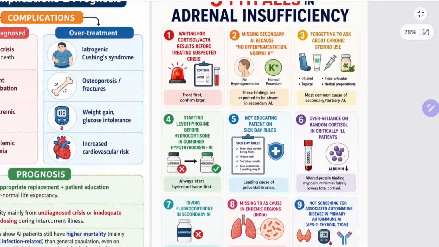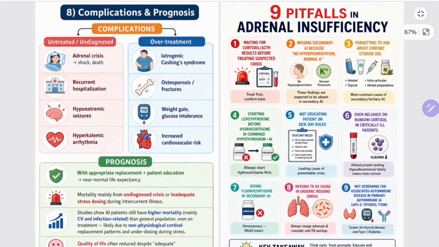So there are a total of 9 pitfalls in adrenal insufficiency. What are those? Number 1, waiting for cortisol or ACTH results before treating a suspected crisis. Treat first, confirm later. Number 2, missing secondary AI because there is no hyperpigmentation and potassium is normal. These findings are expected to be absent in secondary AI.